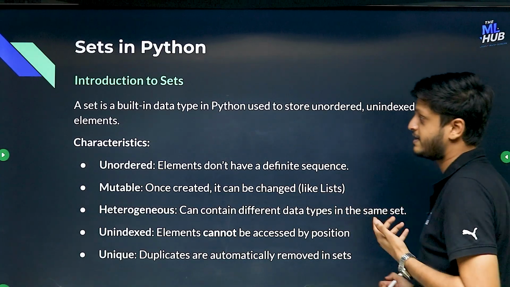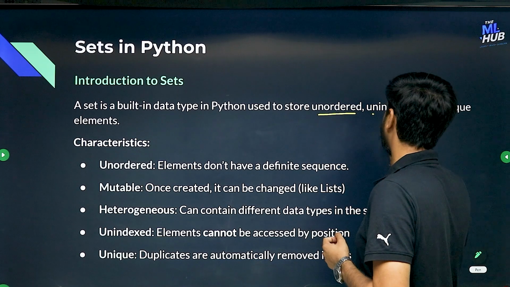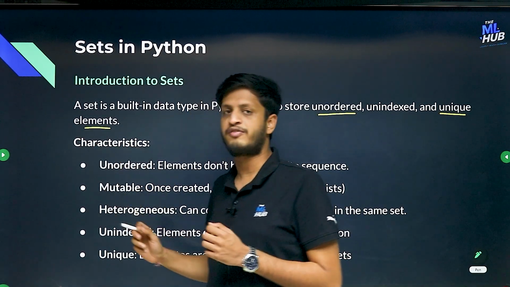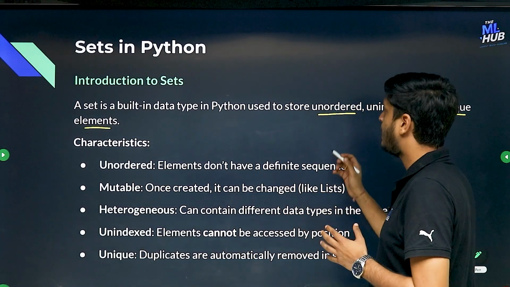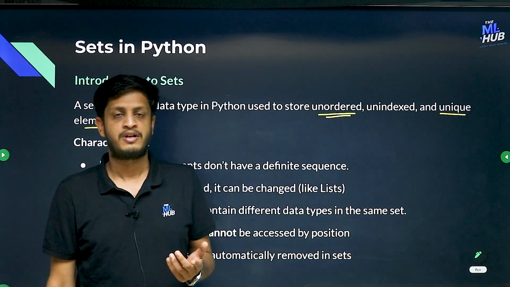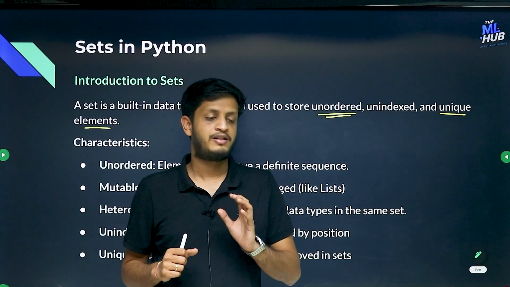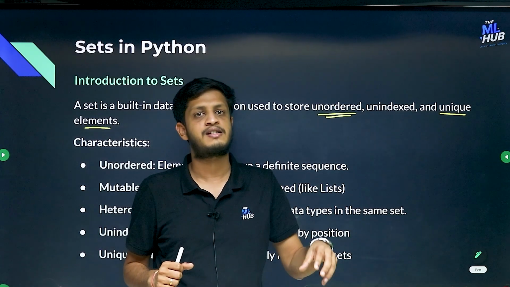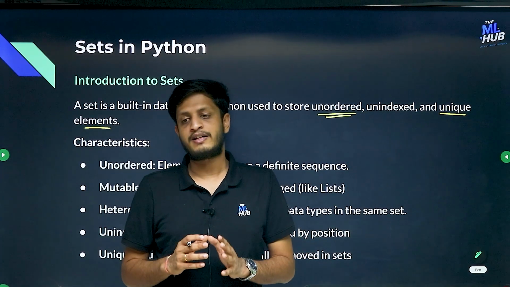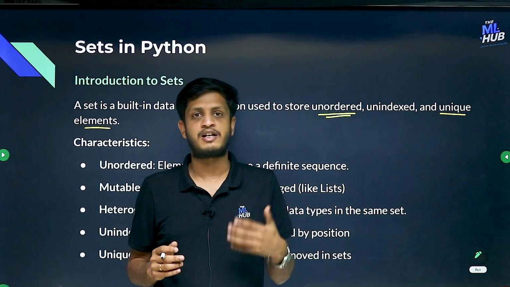Firstly, introduction to set. What is a set? A set is a built-in data type in Python used to store unordered, unindexed and unique elements. Okay, there are a few properties of a set. It is also a collection of elements and it is unordered. So this is the first data type that we are seeing which is unordered. Till now, whatever data types we have seen, which are string, list or tuple, they were all ordered, in which there was a sequence. We can say this is the first element, this is the second element and so on. But in a set you cannot do that. A set is unordered and there is no indexing or position in a set. You cannot say this is the first element or second element.